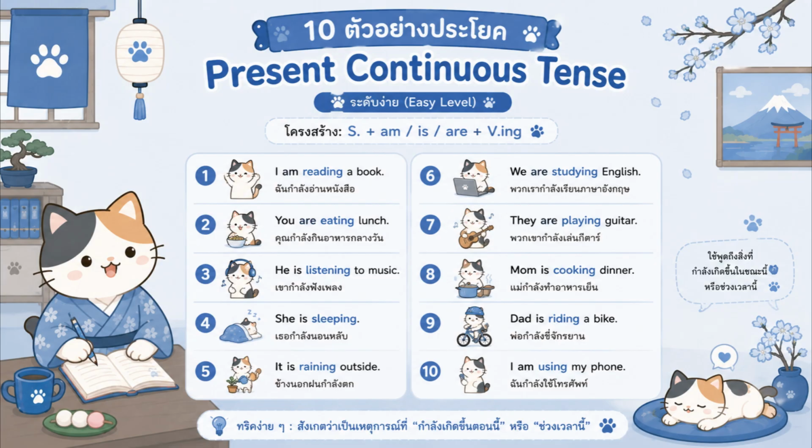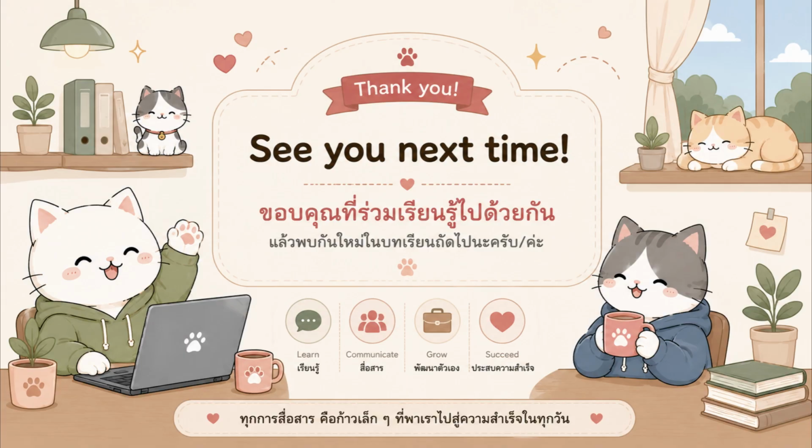Notice that all of these actions are happening now or around this time. That's why we use the present continuous tense. Excellent work! Today you learned how to use the present continuous tense to talk about actions happening now. Keep practicing by describing what people are doing around you.